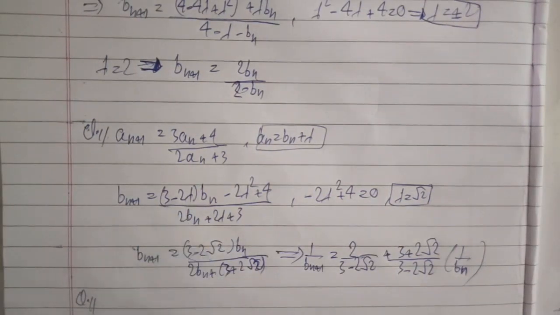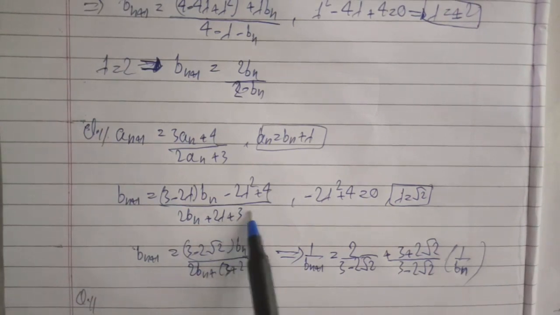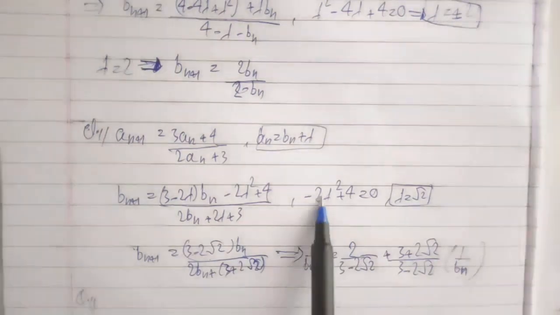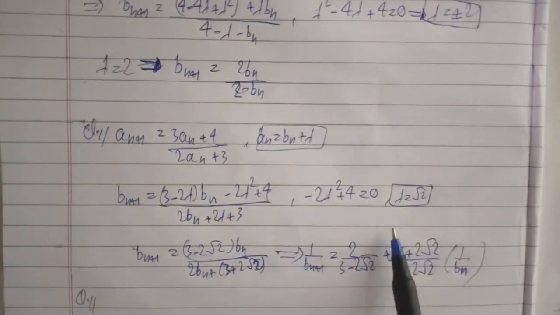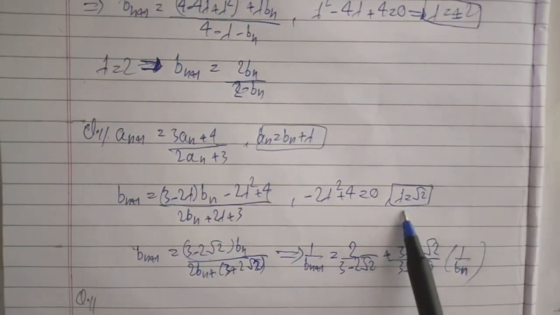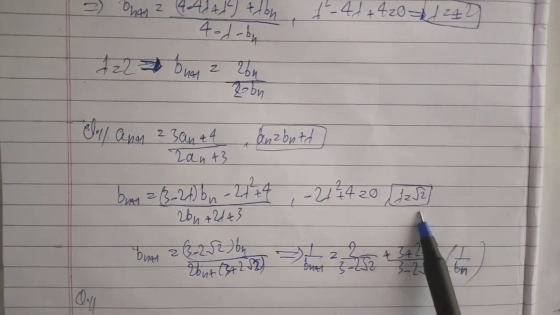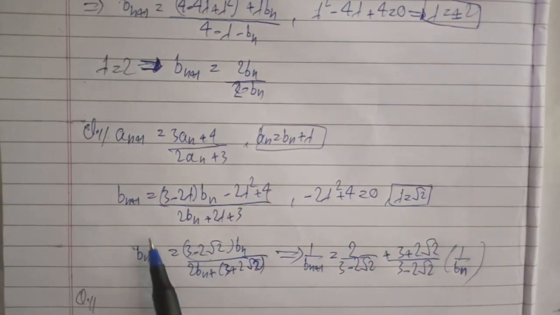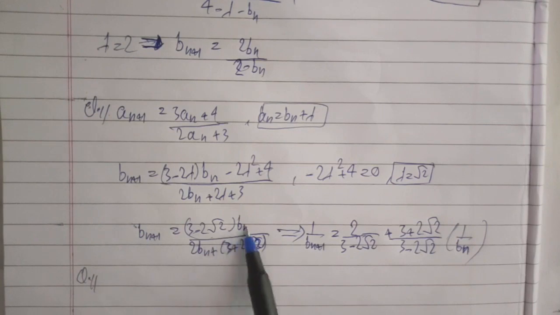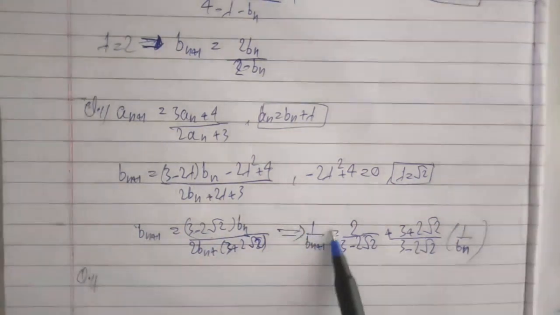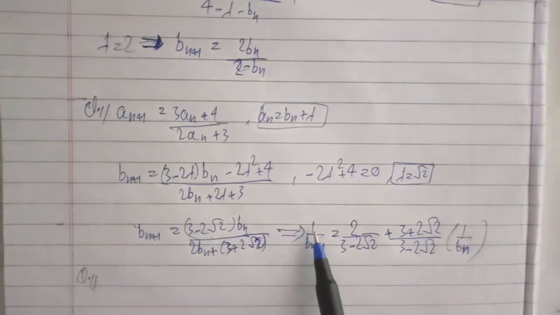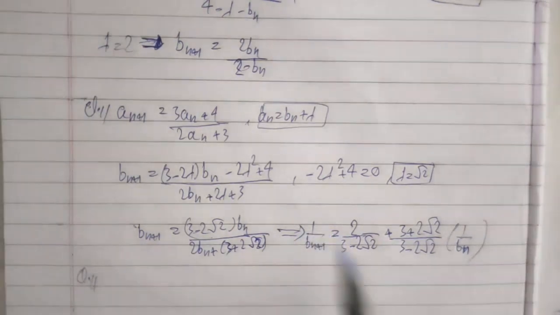In order to use the previous strategy to solve the problem, we will set minus 2 lambda squared plus 4 equal to 0. For calculation simplicity, to make calculation easier, we can take lambda equal to root 2, which will satisfy our condition. It will get converted to b_{n+1} in a form we obviously know how to solve. Take the reciprocal, and it will get converted into something like this, and now we obviously know how to solve this.